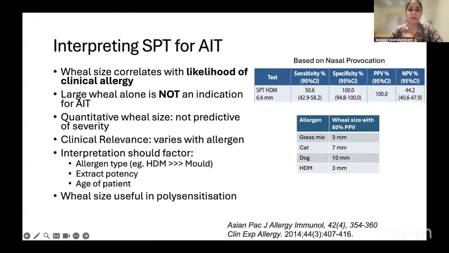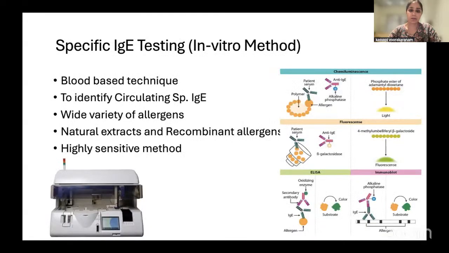The way in which you interpret skin prick test for allergen immunotherapy is always with clinical correlation. Say, for example, you have a patient who has both house dust mite and mold sensitivity. We always choose house dust mite compared to mold, because the data for immunotherapy in house dust mite is much higher, and the success rate of house dust mite is more compared to mold. So the potency of the particular antigen is also to be considered.